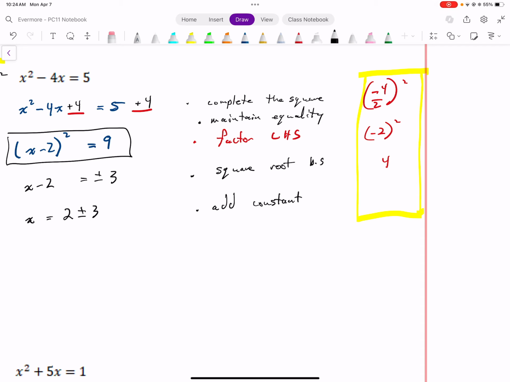I'm just going to write this as x1 and x2 because this really represents 2 different solutions. So x1 is 2 minus 3, which is negative 1. x2 is 2 plus 3, which is 5. So x is going to be equal to negative 1 and 5. So those are my solutions.